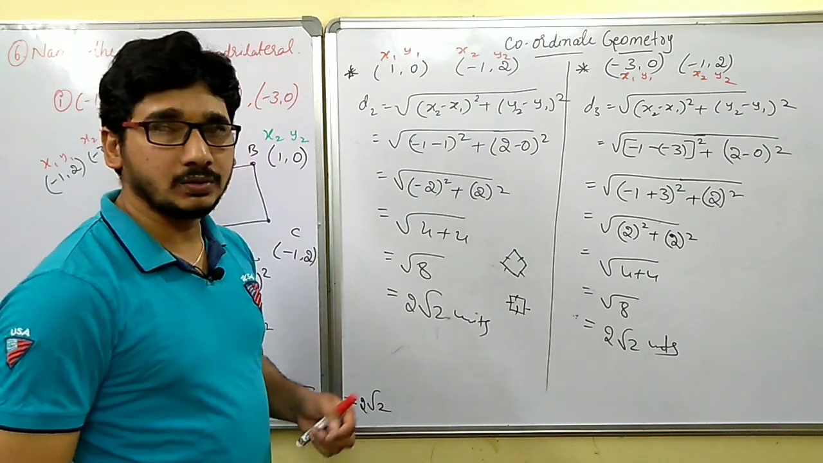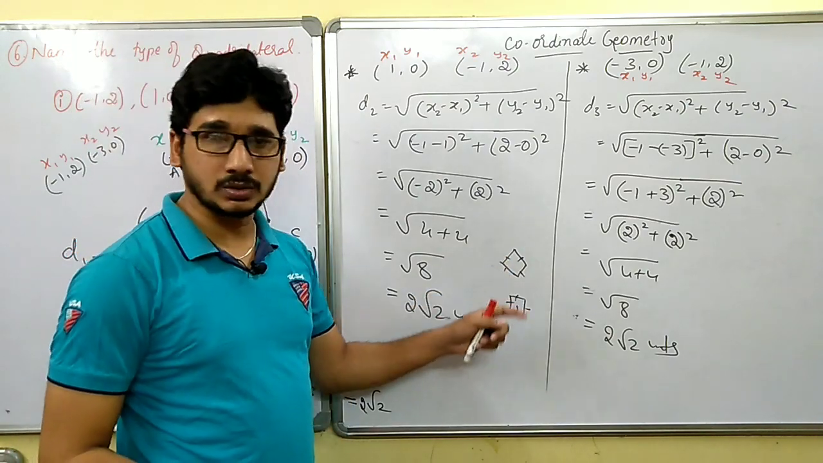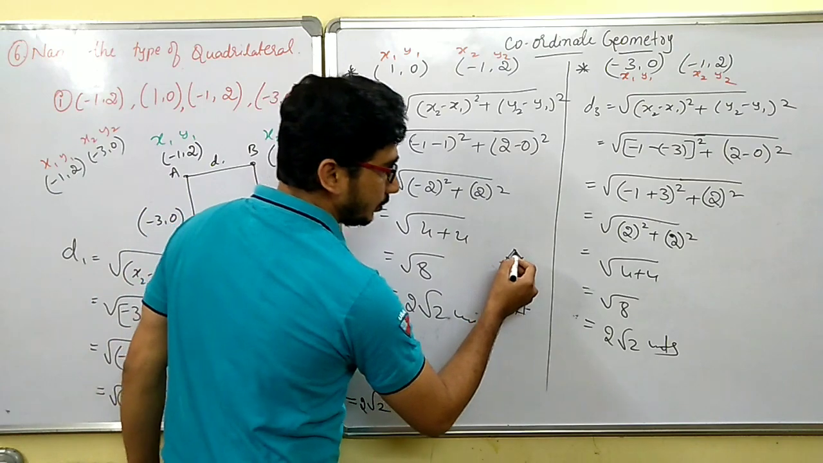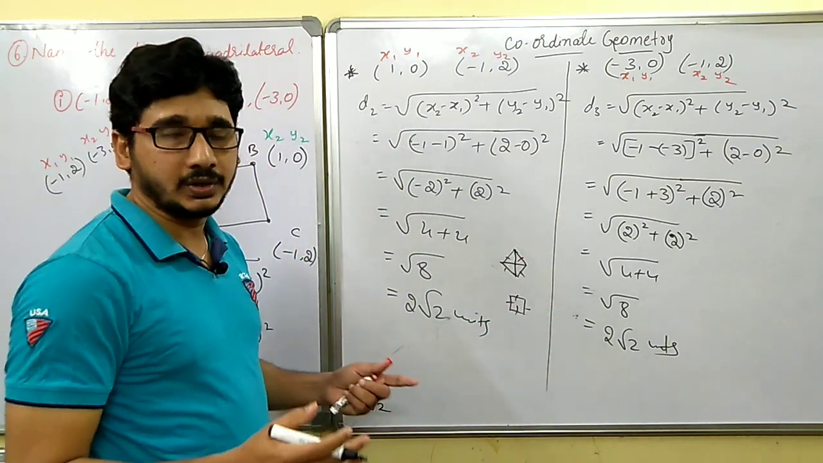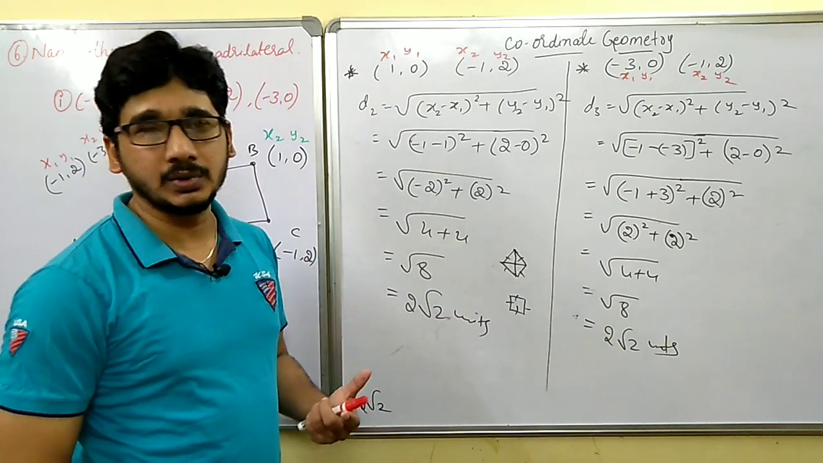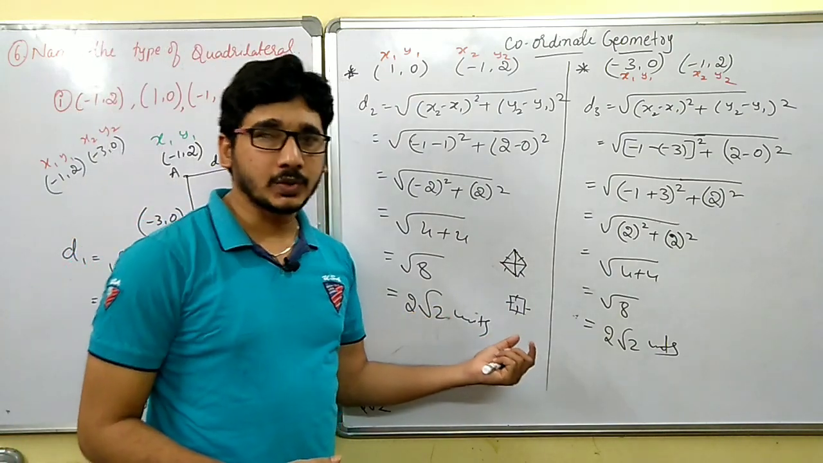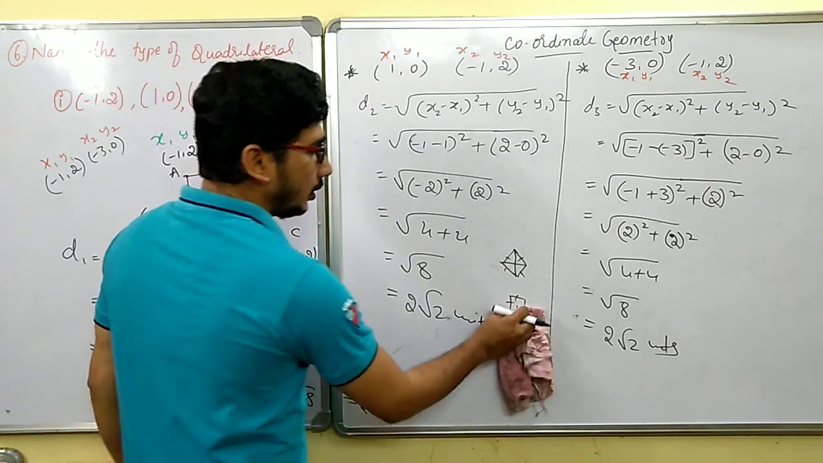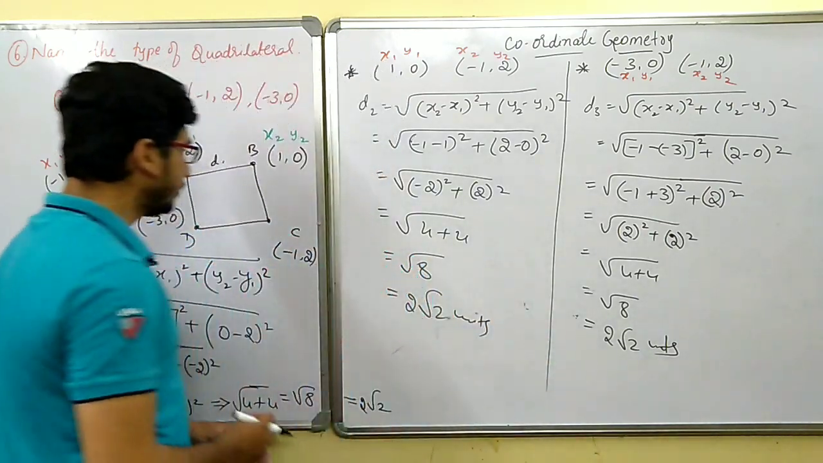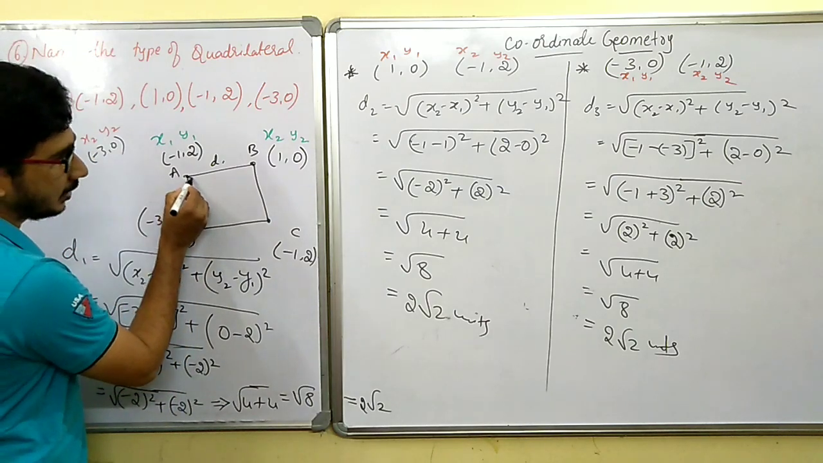So what is the condition? We have to identify whether it is a rhombus or a square. We just have to find the diagonals, this length and this length. If the diagonals are different values, then definitely it is a rhombus. If the diagonals are the same, both the diagonals are the same, then obviously it is a square. So let us find the distance between these two, meaning the diagonal.